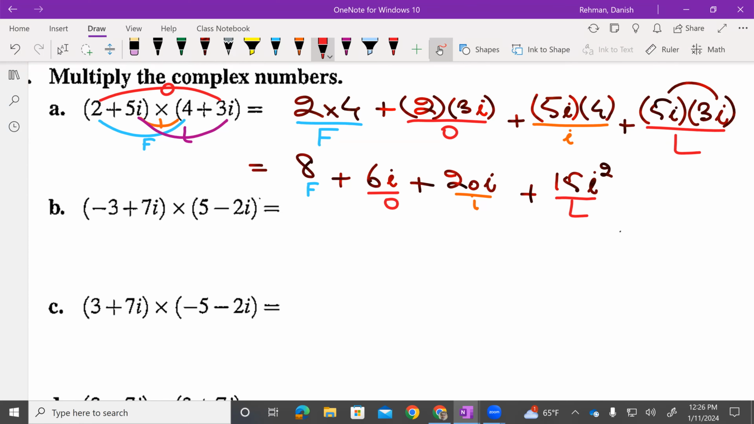Look at this. i squared is equal to what? -1. We saw that before beginning the lesson. i squared is -1. So that's going to give me 8 over here, and 15 times -1 will become -15. So -15 here, and then this 8 in the beginning. 6 plus 20 is going to be 26i.